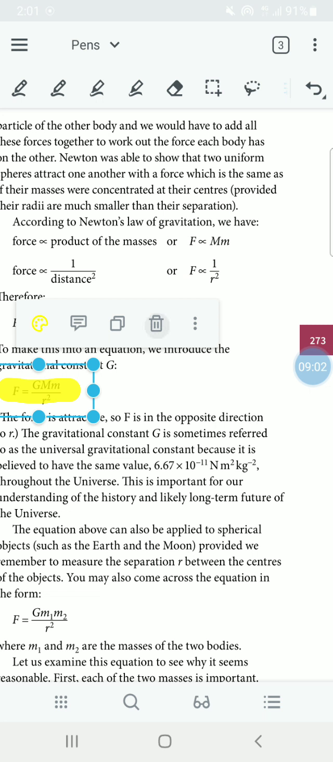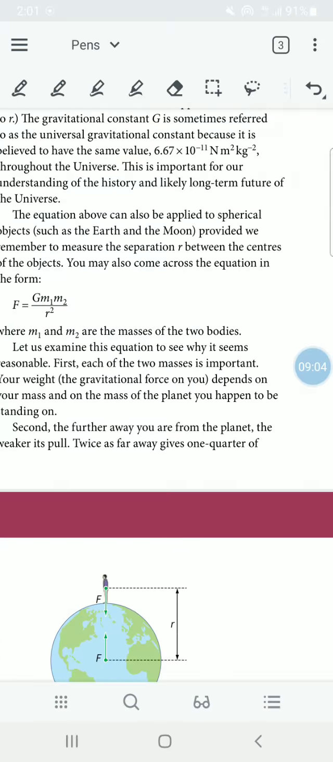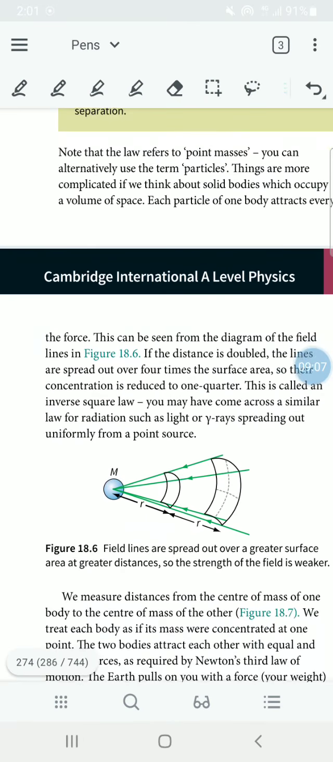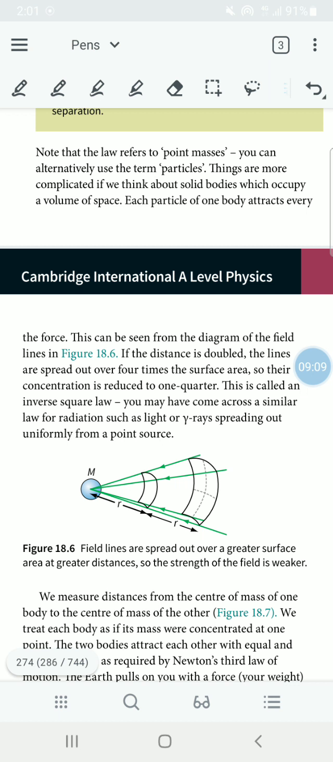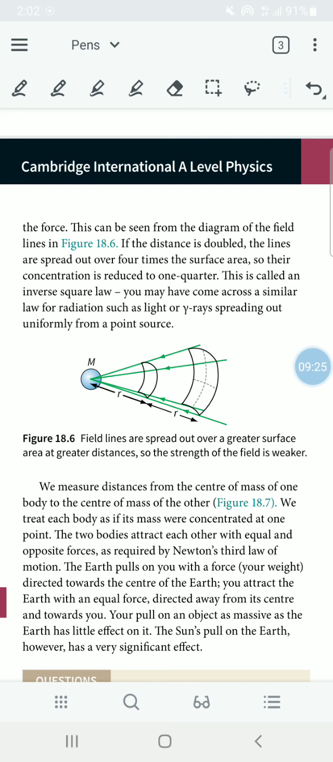Then there is a little bit more for us to understand. If the distance is doubled, the lines are spread out over 4 times the surface area, so their concentration is reduced to 1/4. This is the reason. This is called an inverse square law. You may have come across a similar law for radiation such as light or gamma rays spreading out uniformly from a point source. The same scenario happens because it has to act on a larger surface.